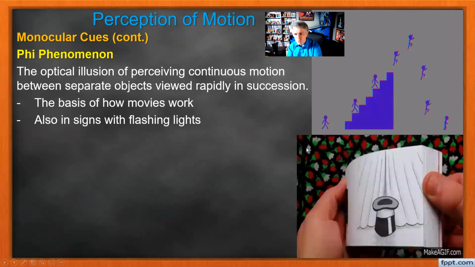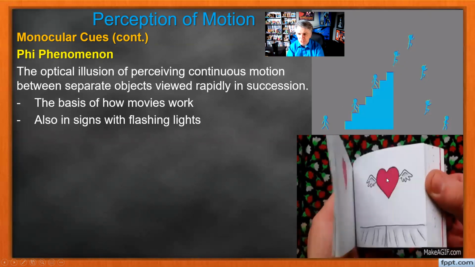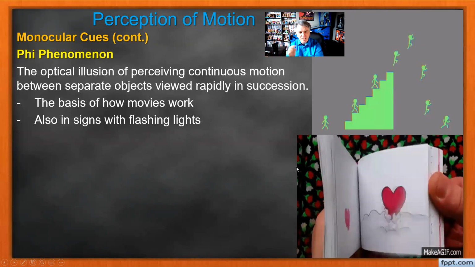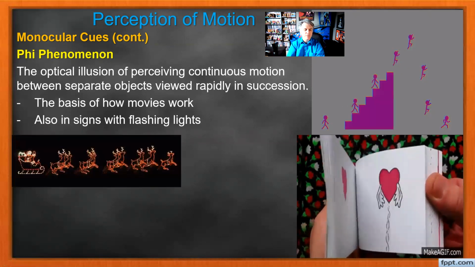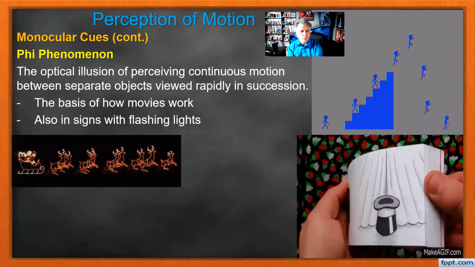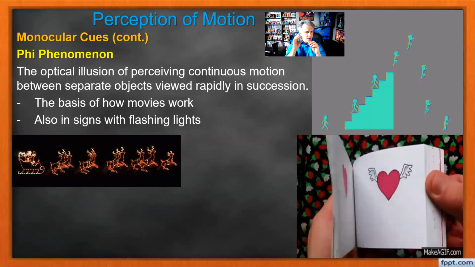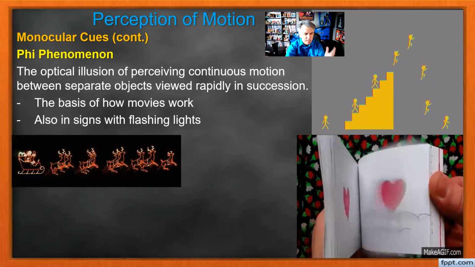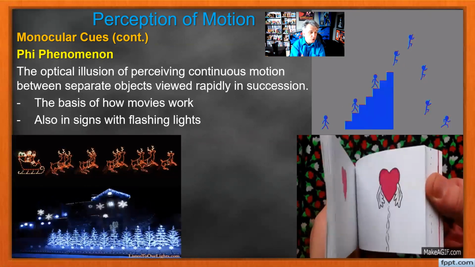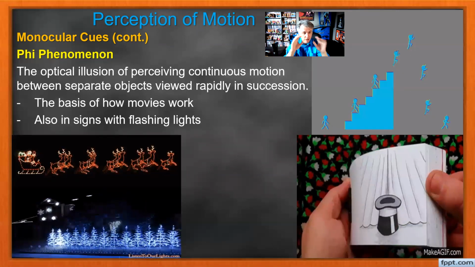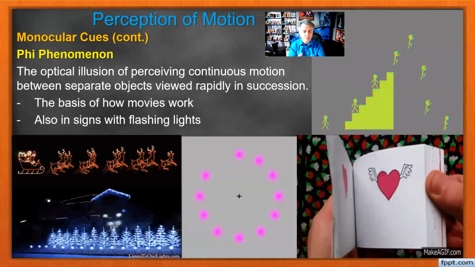This is how cartoons work. You flash a bunch of different pictures, and even though you don't see everything moving, it gives you this sense of motion. This happens at Christmas time. As people put their lights out, as these lights are flashing on, off, whatever, it gives you a sense of motion, even though there's no true motion going on. It's just lights going on and off, and it gives us that perception.